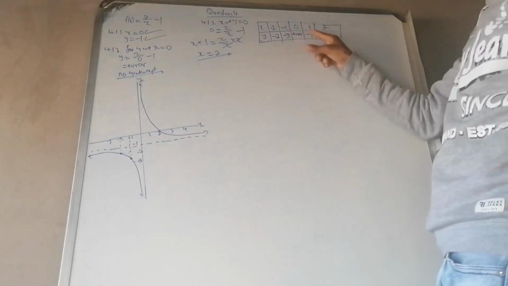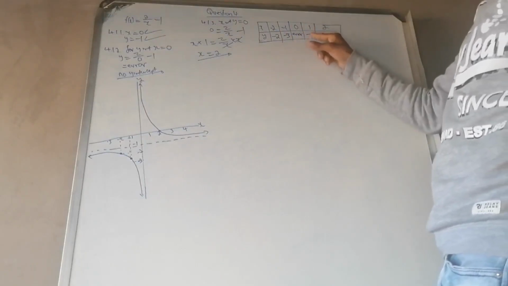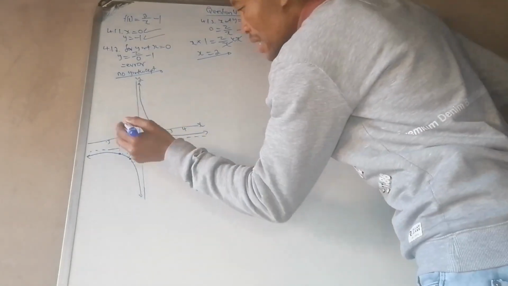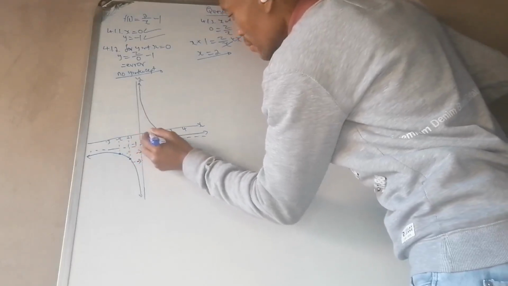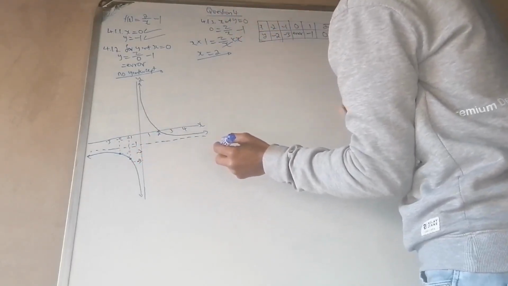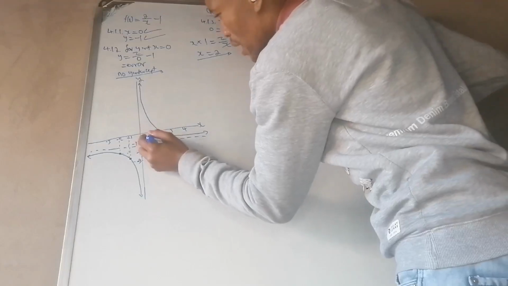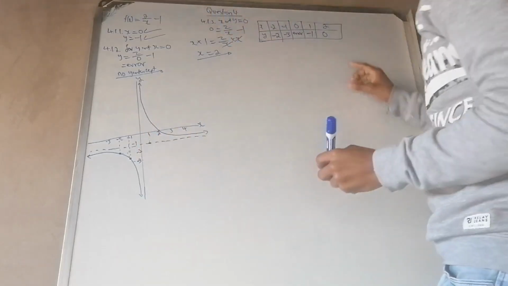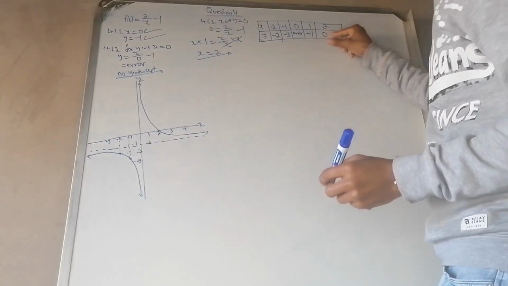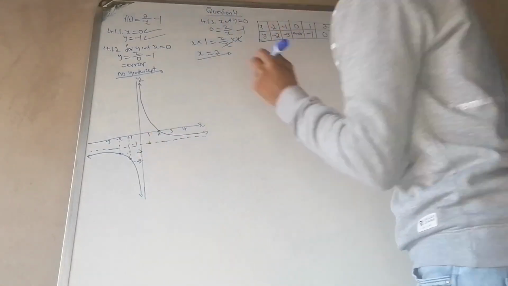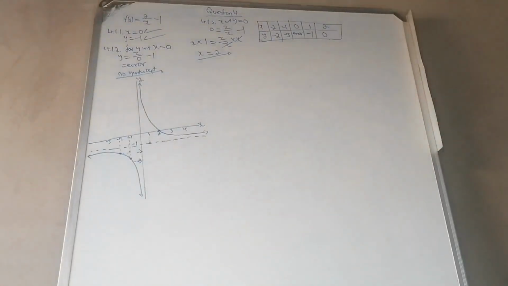Where x is 1, y is negative 1. Where x is 2, y is 0. And then we are done.